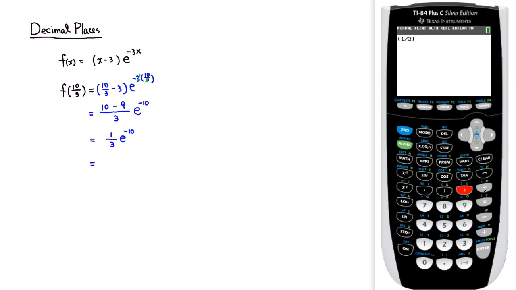And then multiply by the exponential function. So where is e to the x? It's the second function here. So you have e to the, and we're going to put negative 10. Remember to use the negative sign, not the minus sign. So we're going to use negative 10, we put that in there, and then we hit enter.